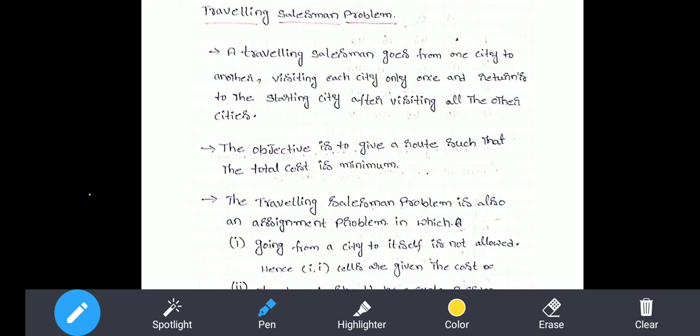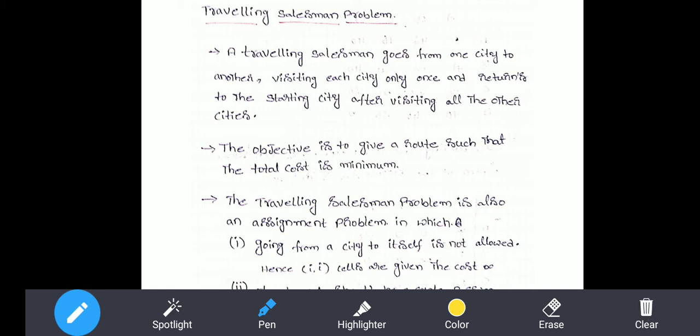So, before going to the discussion of an example, we'll discuss the procedure of the traveling salesman problem. Here, the traveling salesman goes from one city to another, visiting each city only once and returning to the starting city after visiting all other cities. The main objective of this problem is to give a route such that its total cost is minimum.